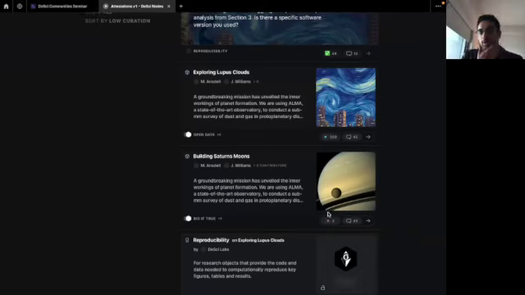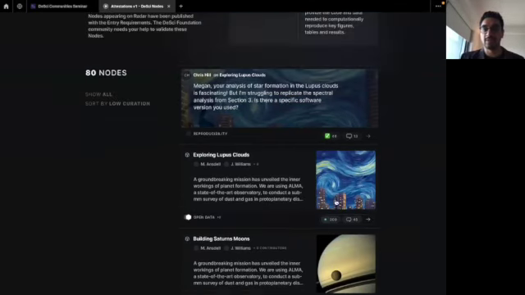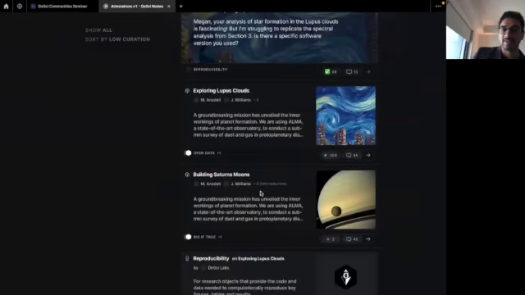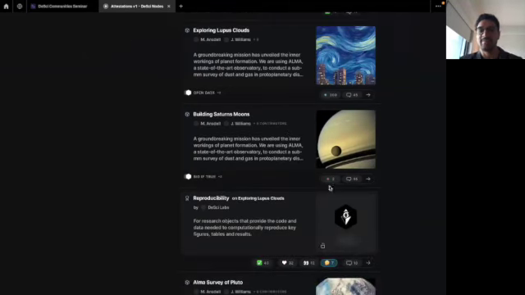I want to speak to what this very simplistic idea of a curation signal is doing right now in this feed. Remember, the curation signal is just the sum over attestation votes. So in the example of exploring lupus clouds, there are 200 votes, so you get 200 signal. In the case of building Saturn's moons, there's just 2 signal. So of the 3 attestations received, maybe only 1 or 2 of them have been voted on.